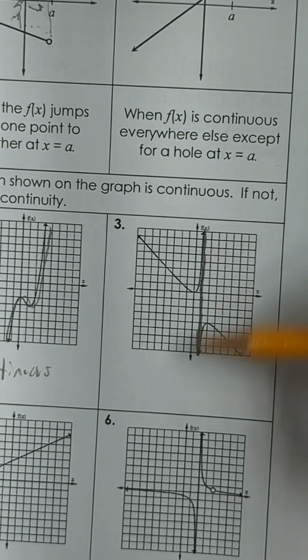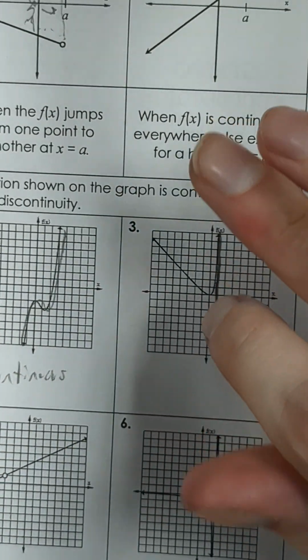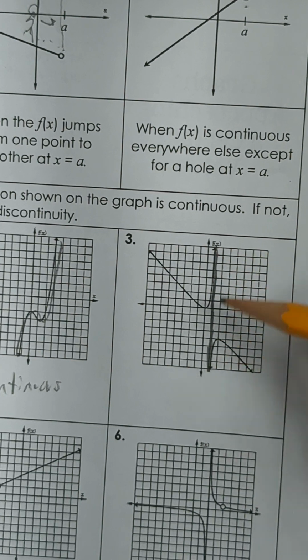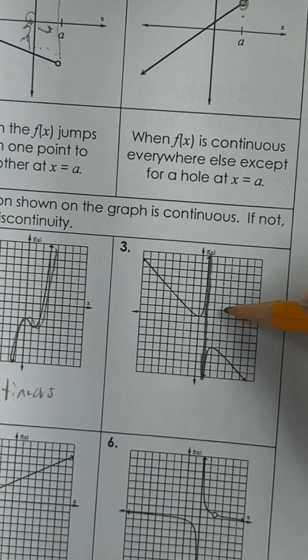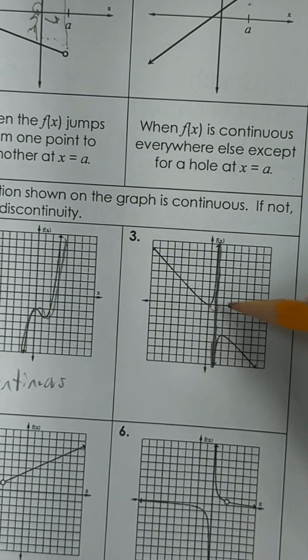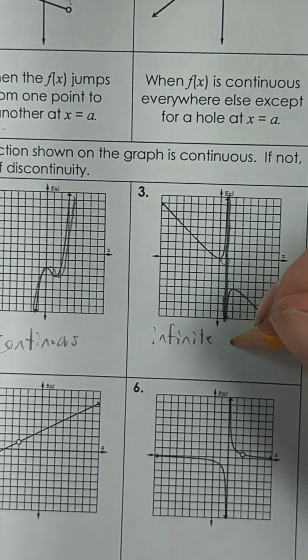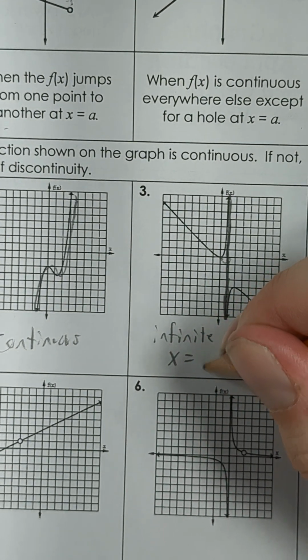See how I can draw that dividing line between the two pieces? If you can divide it into this part's over here, that part's over there, and they're totally separate from each other, this is an infinite discontinuity here because it goes infinitely up, infinitely down, and the two branches are separated from each other. And where is it? Well, here's the origin right there. Move over 1, so it's an infinite discontinuity at x equals +1.